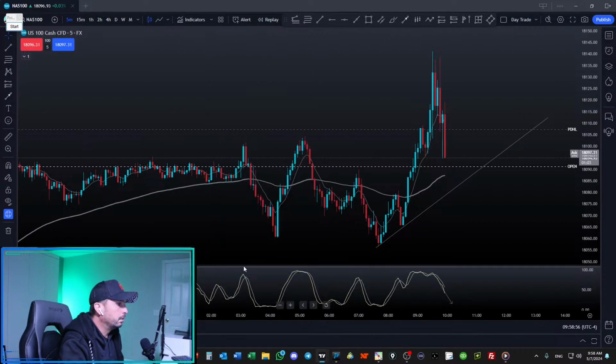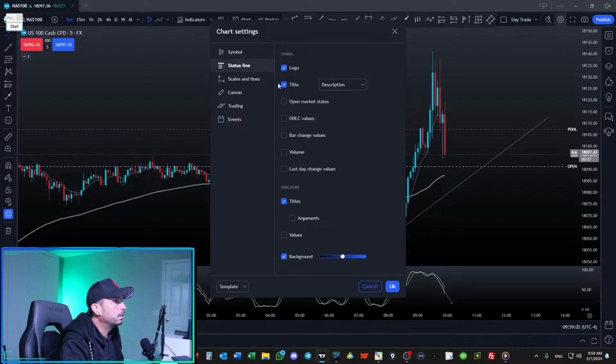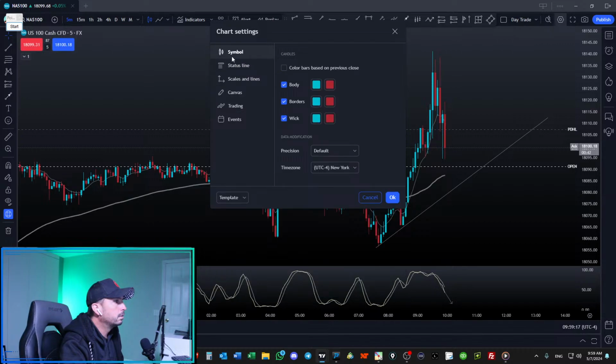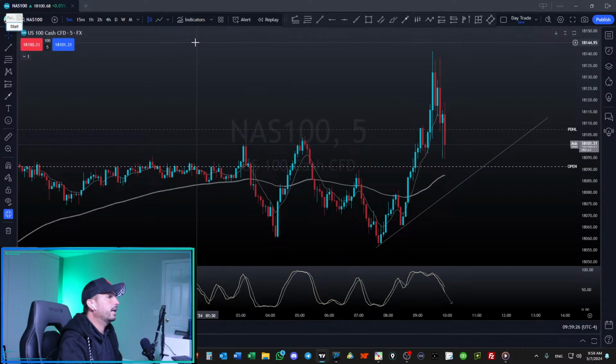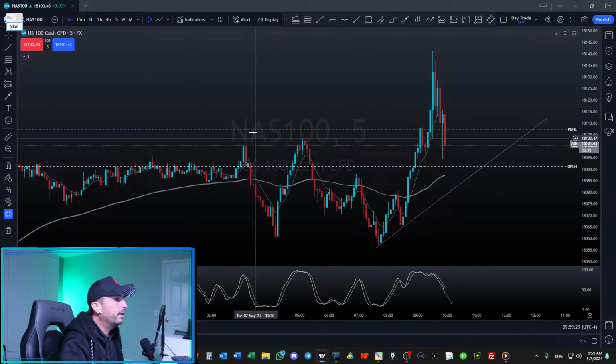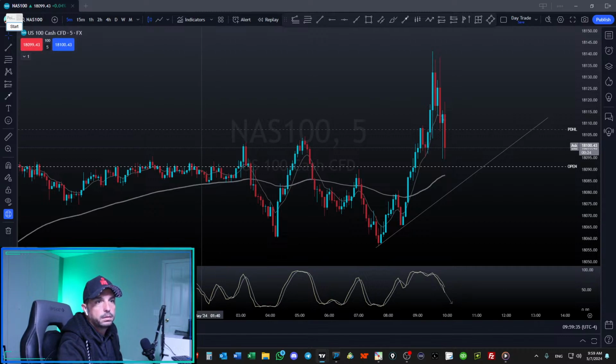I should have put the symbol, color boards, titles, open, background. I'm trying to open market status. I don't know how to do that. Canvas. That's probably this one. Watermark. So NASDAQ, we're gonna leave that in there. That kind of tells people what we're trading here. And I'm gonna do it this one and this one too.